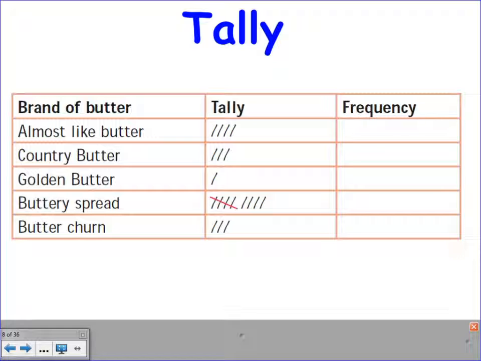And tallies are really useful because they serve 2 purposes. They allow you to collect the data. So I could actually stand there outside the canteen filling in my tally. I could say to you, what's your favourite butter? Oh, it's country butter. And I could go like that. So as I'm filling in my data on my tally in stage 2, I'm also getting a visual representation. Can you see which the favourite one is just by looking at it? So at the same time, it's giving me a visual representation in stage 3 of which is the most popular or which is the least popular.